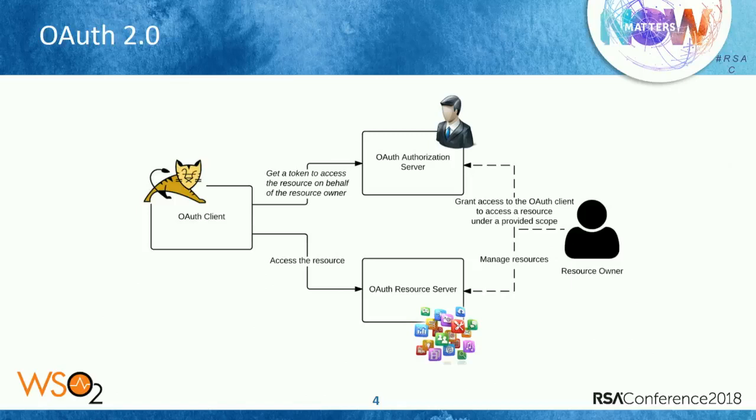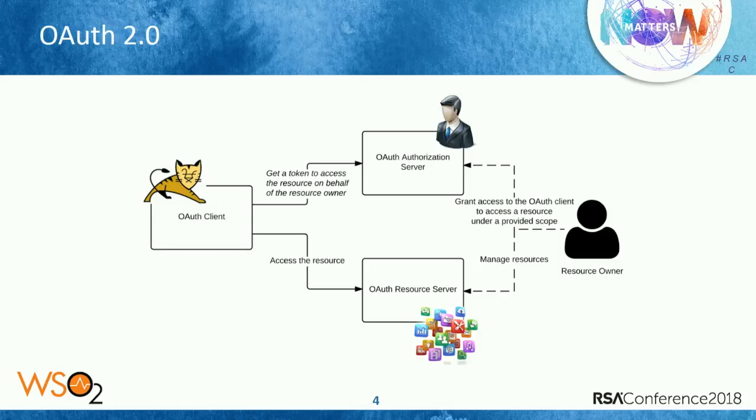So the first phase is the client has to get an authorization grant from the authorization server, which is approved by the resource owner. The second phase is you exchange that authorization grant to an access token. So now you have an access token, which is good enough to access the resources on behalf of the resource owner. Third phase is you use that access token to access the protected resources.